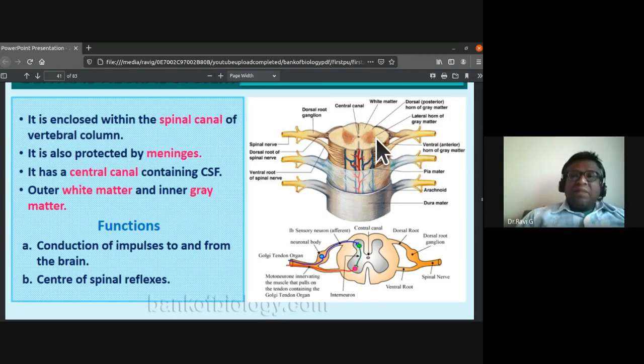So the outer part is the white matter and the inner part is the gray matter. The functions are conduction of impulses to and from the brain. It is also the center of spinal reflexes.